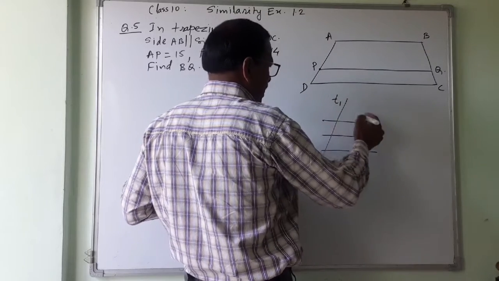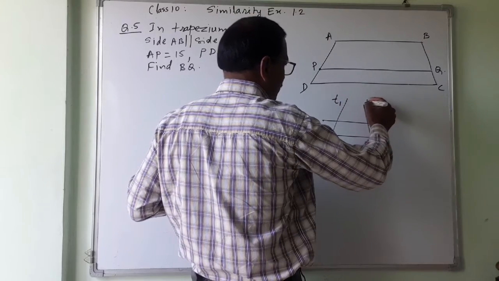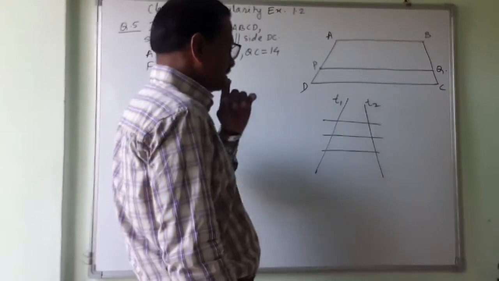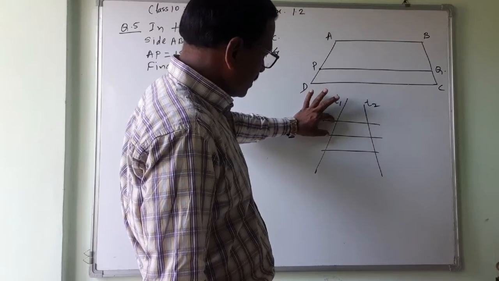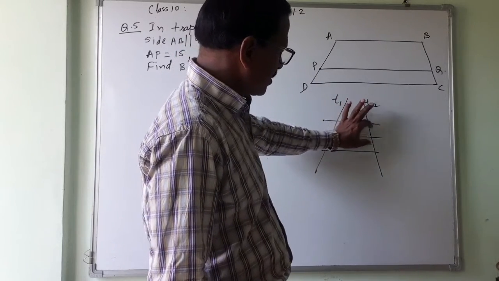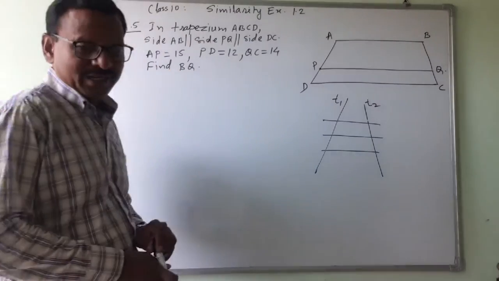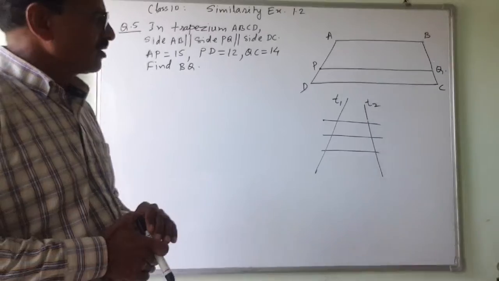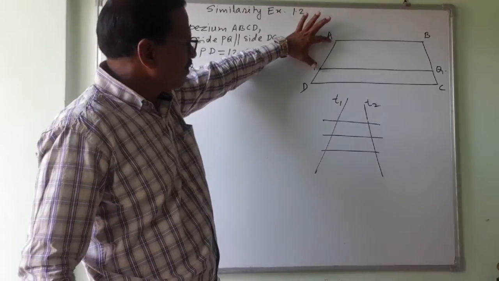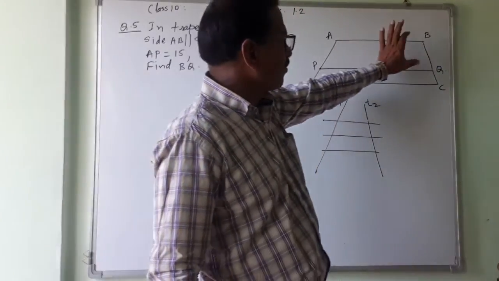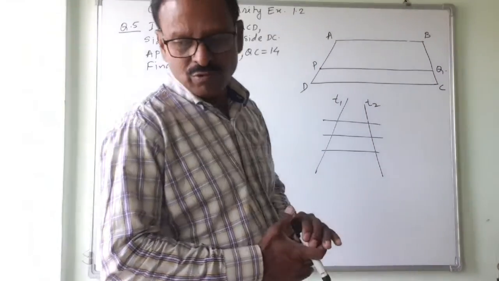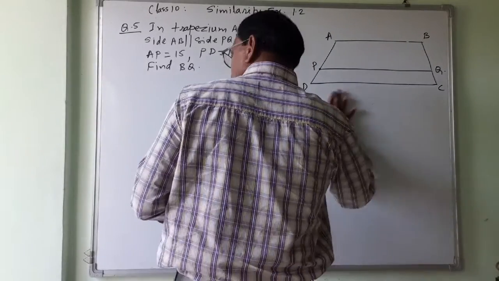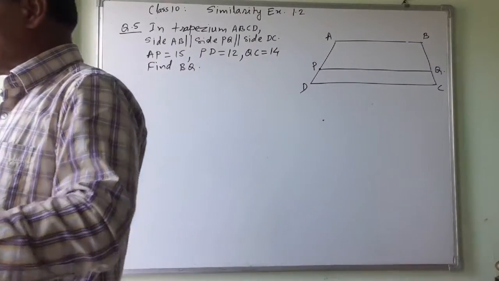This is T1 and this is T2. We have seen the theorem on that. This divided by this is equal to this divided by this. The property of intercepts made by three parallel lines on the transversals. What is that? AP upon PD is equal to BQ upon QC. We have proved one theorem on this. So, accordingly we can do on this.